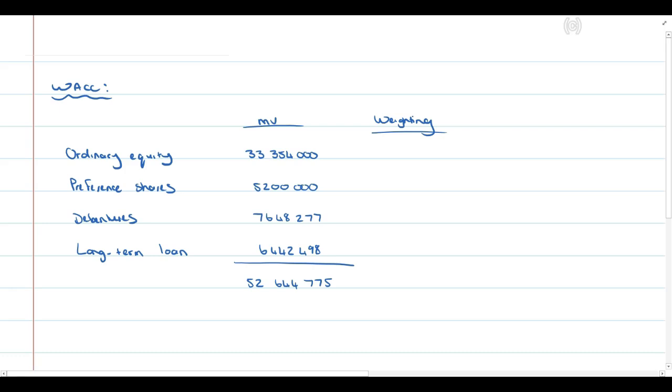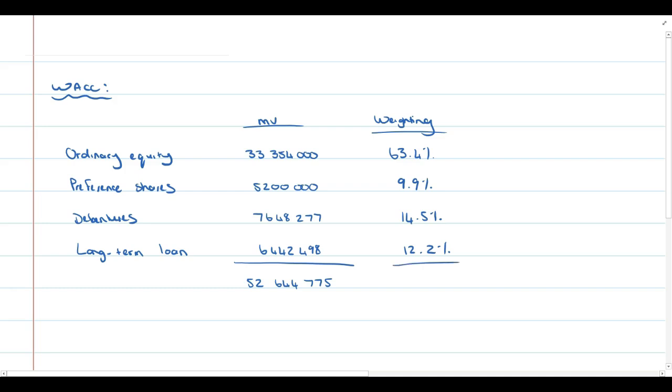So what you need to do is take the market value of equity and divide by the total so that you can see what percentage relates to equity. So equity is 63.4%. And you do the same thing for all of the other types of finance. Take the value of the preference shares, divide by the total, and that gives me 9.9%. The debentures give me 14.5%. And lastly, the long-term loan gives me 12.2%.